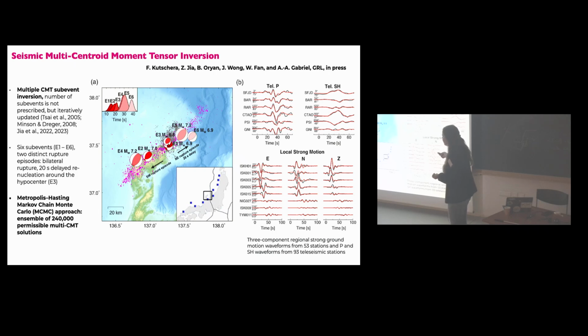And what we see is that we have 2 distinct rupture episodes, bilateral rupture, and a 20-second delayed renucleation around the hypocenter. So you read this: here's the hypocenter, sub-event E1, E2, then E3, then we see E4, E5, E6. We see this as a southwest rupture episode and a northeast rupture episode with a 20-second delay.